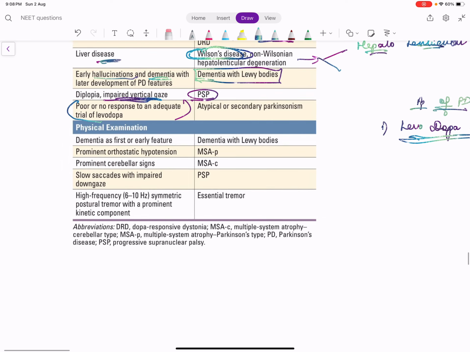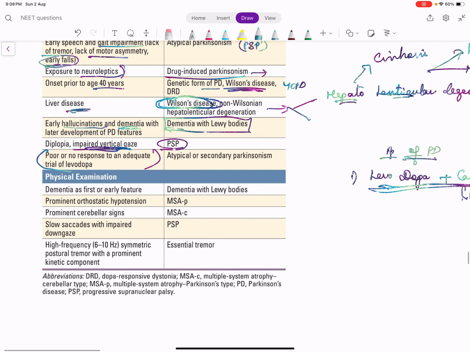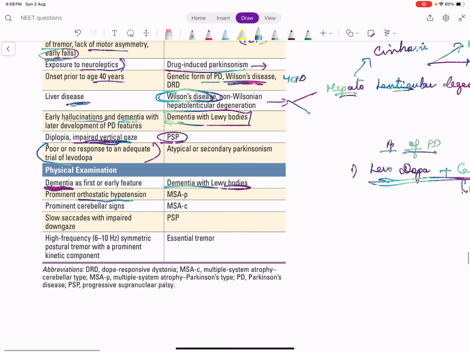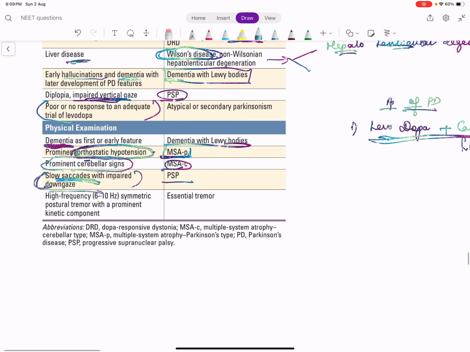We have some other drugs also. And see, on examination, when dementia comes first in Parkinson's disease, it's dementia with Lewy bodies. Predominant orthostatic hypotension, which is an autonomic feature, suggests multisystem atrophy, P type. Predominant cerebellar signs like ataxia suggest MSA-C. Eye movement disorders like impaired vertical gaze, impaired down gaze with saccades, suggest progressive supranuclear palsy.